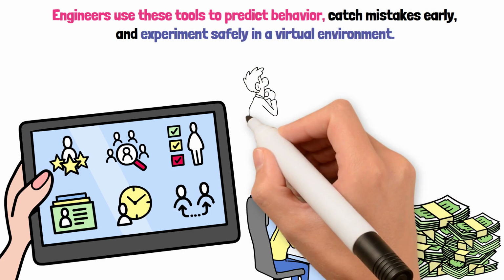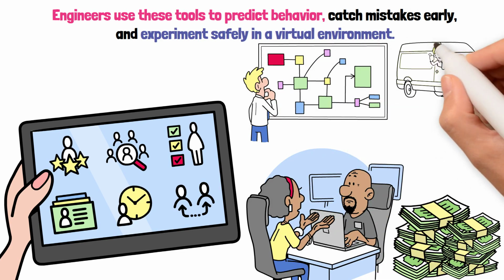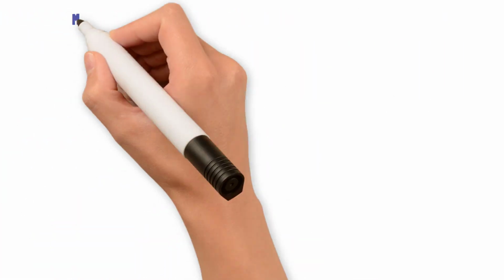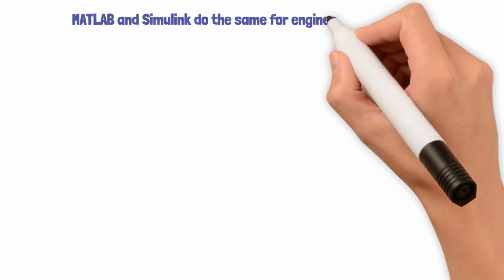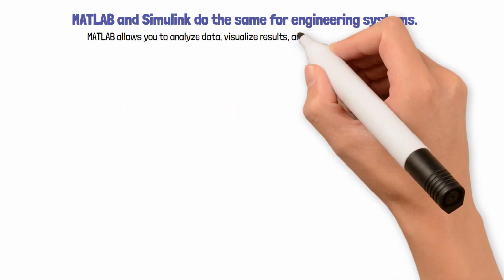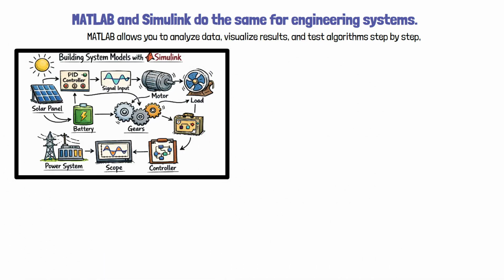To see this intuitively, think about planning a long journey. You don't start driving blindly. You check the route, estimate fuel, and plan stops. MATLAB and Simulink do the same for engineering systems. MATLAB allows you to analyze data, visualize results, and test algorithms step by step, while Simulink lets you build system-level models using blocks that represent real components like motors, controllers, and power systems.